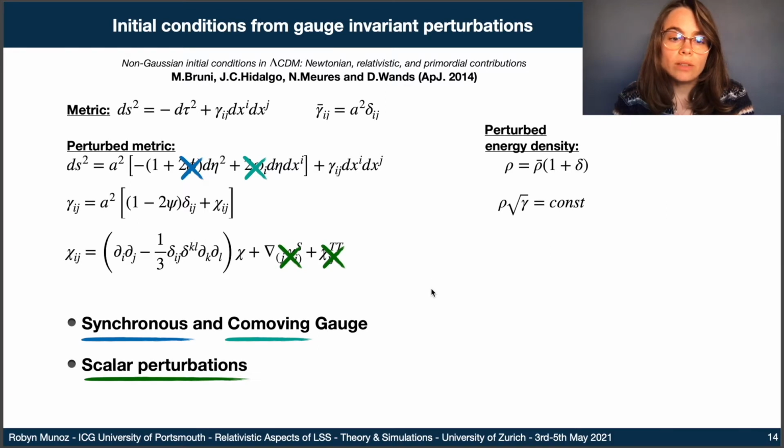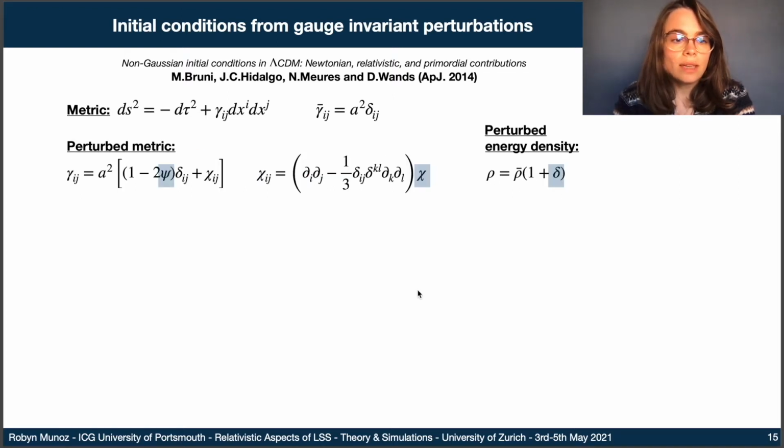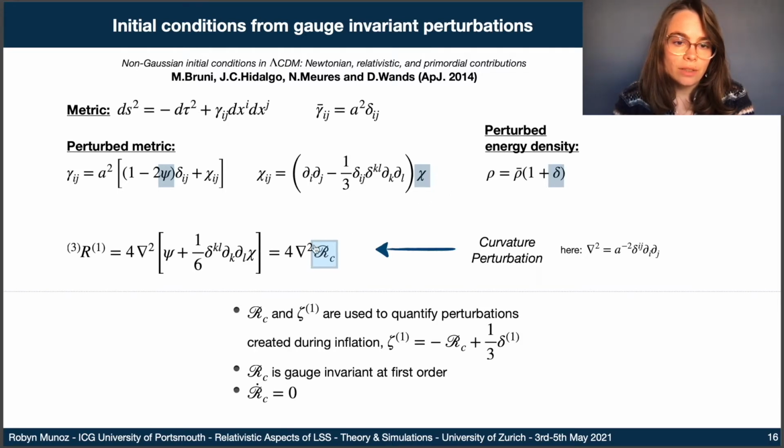And then we also cancel out vector and tensor perturbations, because from inflationary models, vector and tensor perturbations are expected to be subdominant during the matter-dominated era. So here we only consider scalar perturbations. Okay, so the spatial metric is then perturbed with psi and a traceless tensor constructed from the scalar chi. So this metric provides the 3-Ricci scalar here expressed, and here we have it expressed at first order.